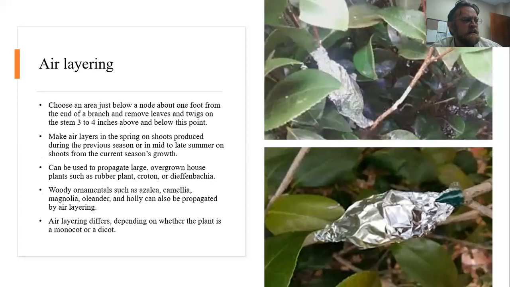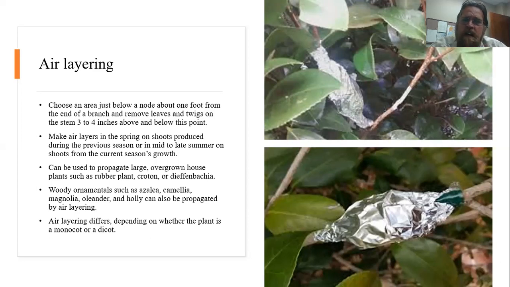Air layering is the last form of layering I'm going to talk about, and it is a really excellent method of propagating a wide range of different plants. It works very well on azaleas. I'm most familiar with it in air layering camellia, but it also works in magnolia and oleander and holly. So it's a very effective way of propagating these plants.